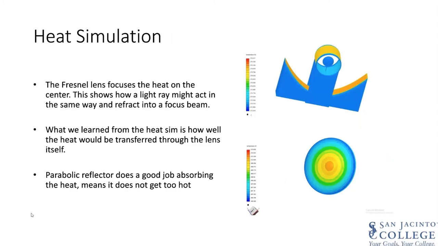Here is our heat sim. For the heat aspect of our model, we did an overall sim. We mostly focused on the parabolic reflector and the Fresnel lens. Since light also gives off heat, we were able to use the heat simulation results to give another guide on how the light in a lunar environment would be gathered and refracted.